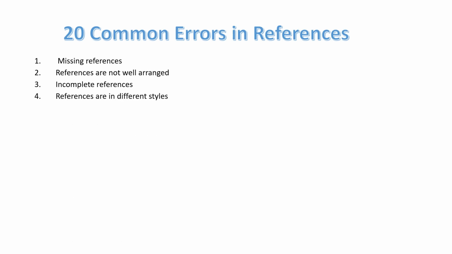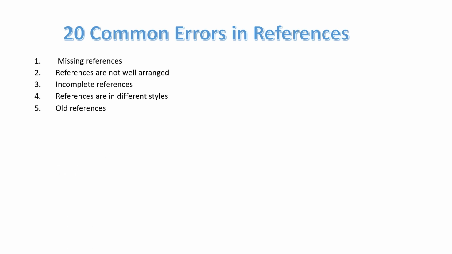References are in different styles. When we see the reference list, some references are in different styles. So all your references must be in the style of the scientific journal for which you are advised a specific style of reference. So your references must be in the same style.